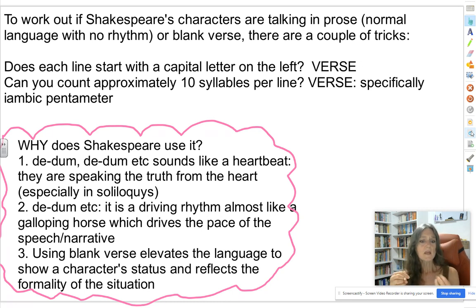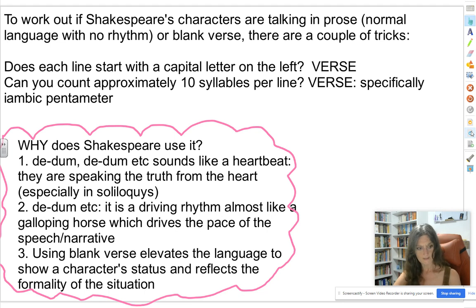This da-dum almost sounds like a galloping horse. Da-dum, da-dum, da-dum, da-dum, da-dum. And it is a really driving pace that keeps the speech and the narrative going along at a cracking pace, kind of really drives the pace of the story. So that's another reason why Shakespeare and other Renaissance playwrights used that particular rhythm.